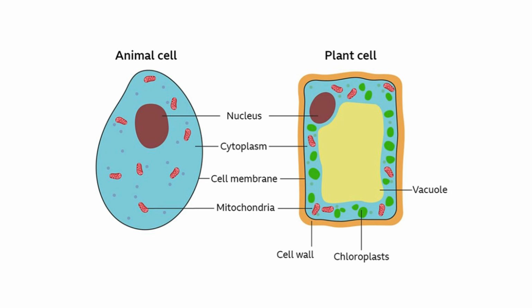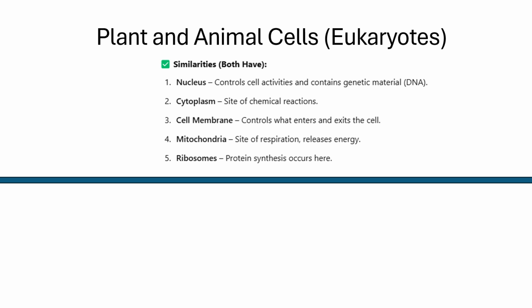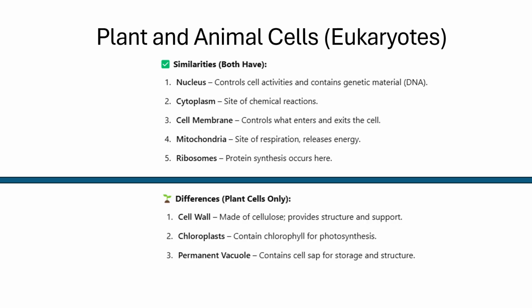Firstly, animal and plant cells. They do like you to be able to label an animal and plant cell and know the differences. Plant and animal cells are known as eukaryotes. The similarities between them: they both have a nucleus, cytoplasm, cell membrane, mitochondria and ribosomes. The differences are that the plant cells only have a cell wall, chloroplasts and a permanent vacuole.